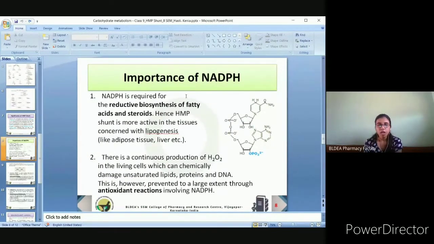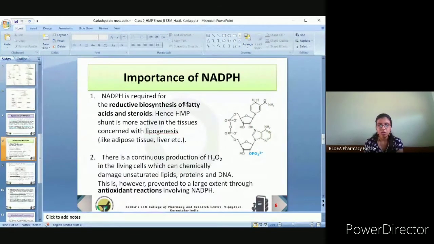Okay. Now this NADPH is required for biosynthesis of fatty acids and steroids. Reductive biosynthesis means whatever the precursors that are utilized for synthesis of fatty acids and steroids, they undergo reduction, and these NADPH molecules undergo oxidation. Means these NADPH molecules will donate the hydrogens to the precursors of fatty acids and steroid synthesis mechanism. Okay, so those precursors will undergo reduction while this NADPH molecule will undergo oxidation.